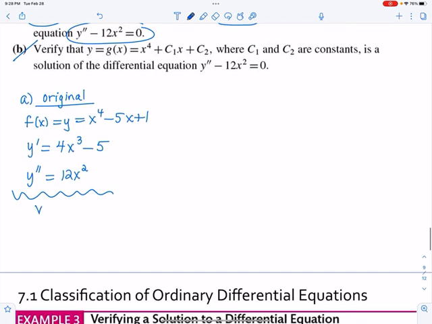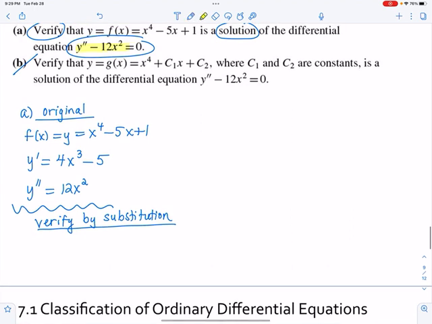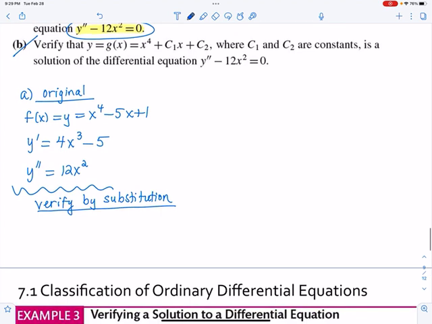So I am going to verify now by substitution. So think of it, like I said, like if we had a system of linear equations and we had an x and y coordinate and we'd plug in a value for x and then plug in a value for y. Or if we have 2 linear equations and they're both y equals, we set them equal to each other. So I'm going to take what I have right up here, and I'm going to write that down. So this is my y double prime minus 12x squared equals 0.